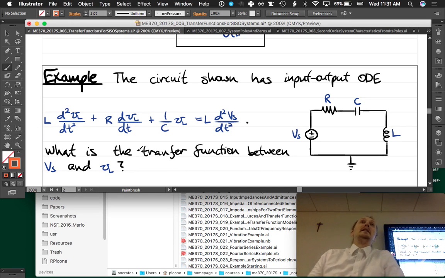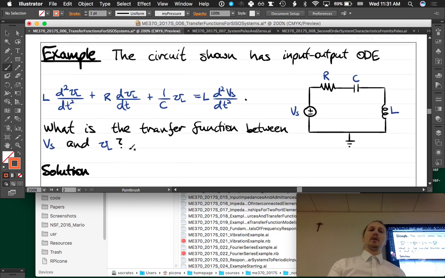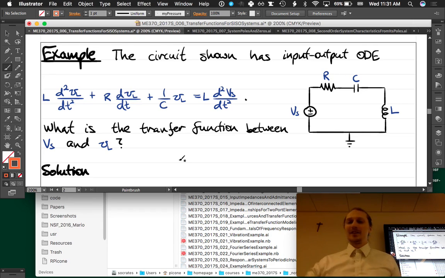So let's just say that we did that and we got this representation here. And we wanted to know what the transfer function is. So the transfer function between VS and VL. I'm going to give you guys a couple minutes to try to work this out. I think that there's actually no work that needs to be done. I think you guys could just write down the answer. So I want to give you guys a minute to think about it.